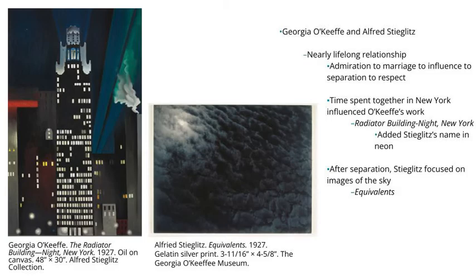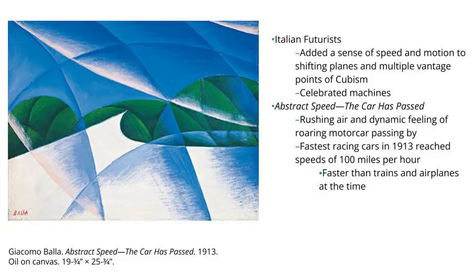Now, we're moving a bit more forward and not just sticking to America. Let's look at Italian Futurists. This group added a sense of speed and motion to shifting planes and multiple vantage points, just like the multiple vantage points in Cubism, but instead really focusing on the idea of motion. The Futurists also celebrated machines, specifically machines that allowed us to move faster, like cars and planes. So this piece, Abstract Speed, The Car Has Passed, is a great example of that.